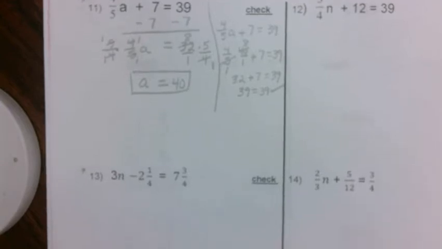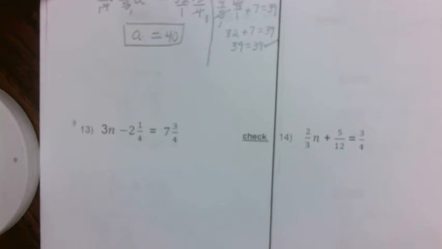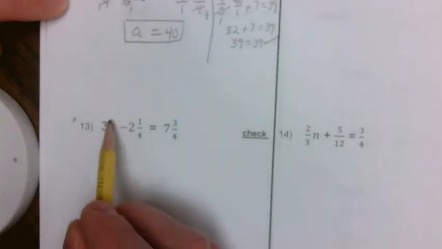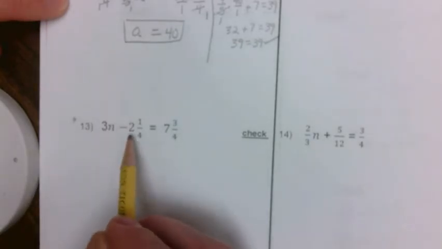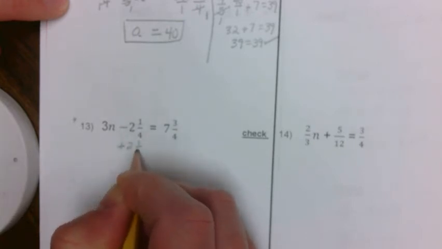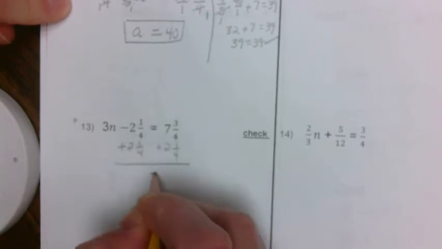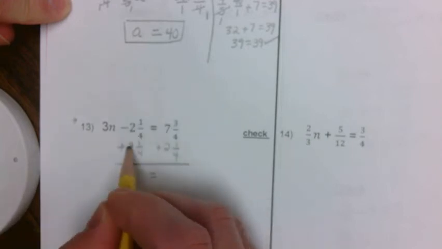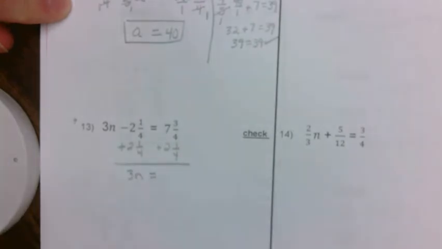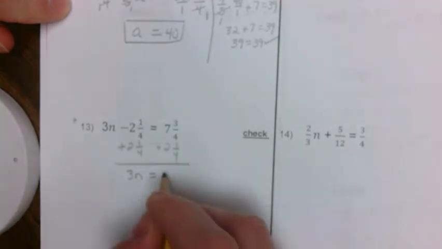In example number 13, I have 3n minus 2 1/4 equals 7 3/4. So once again, I need to make a zero pair with my constant. Okay, the variable term's on the left. The constant on the left is negative 2 1/4. I'm going to have to create a zero pair by adding 2 1/4. And again, make sure that you do that to both sides. Bring your equal sign down. Negative 2 1/4 plus 2 1/4, again, that's your zero pair. So 3n is on the left. 7 3/4 plus 2 1/4, well, that's actually going to be a value of 10.